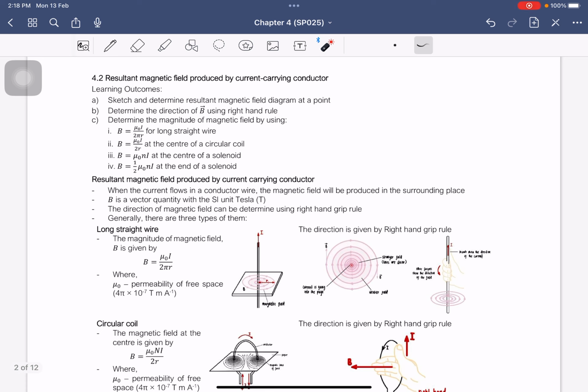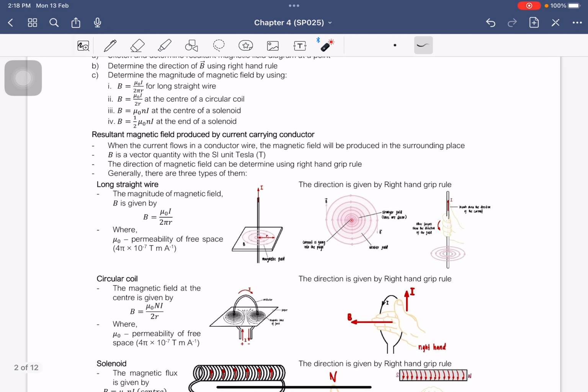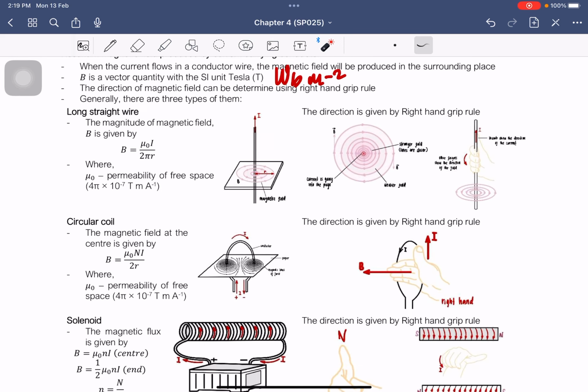So when the current flows in the conductor wire, the magnetic field will be produced in the surrounding place, as can be seen here. So magnetic field is a vector quantity with the SI unit of Tesla or Weber per meter square. Okay, the direction of this magnetic field can be determined using right-hand grip rule, as can be seen here. Okay, so generally there are three types of them, which is long straight wire, circular coil, and a solenoid.